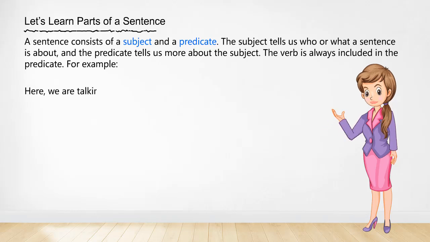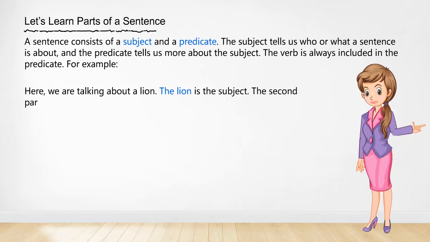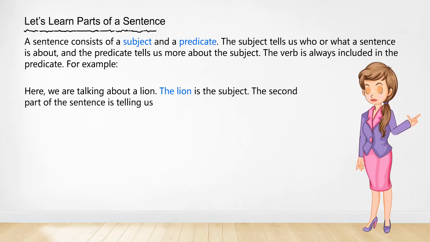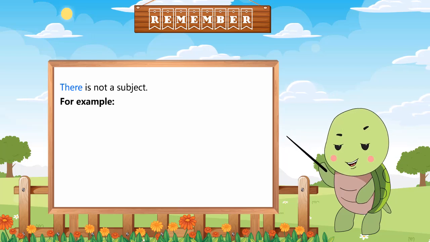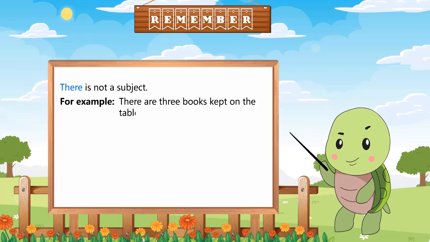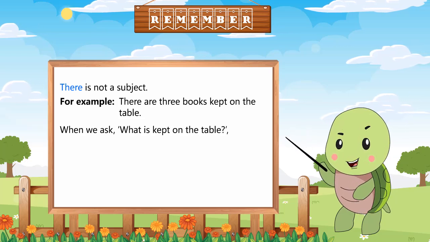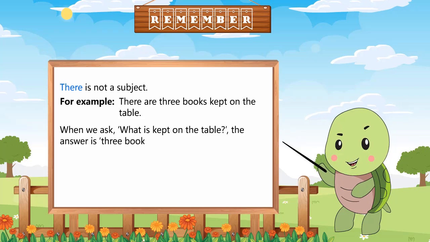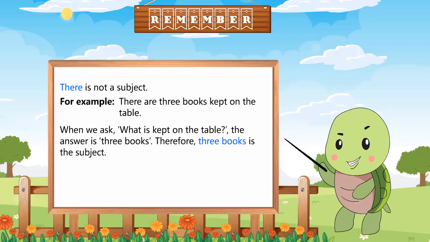Here, we are talking about a lion. The lion is the subject. The second part of the sentence is telling us about the lion. Hence, is sleeping is the predicate. Remember, there is not a subject. For example, there are 3 books kept on the table. When we ask what is kept on the table, the answer is 3 books. Therefore, 3 books is the subject.